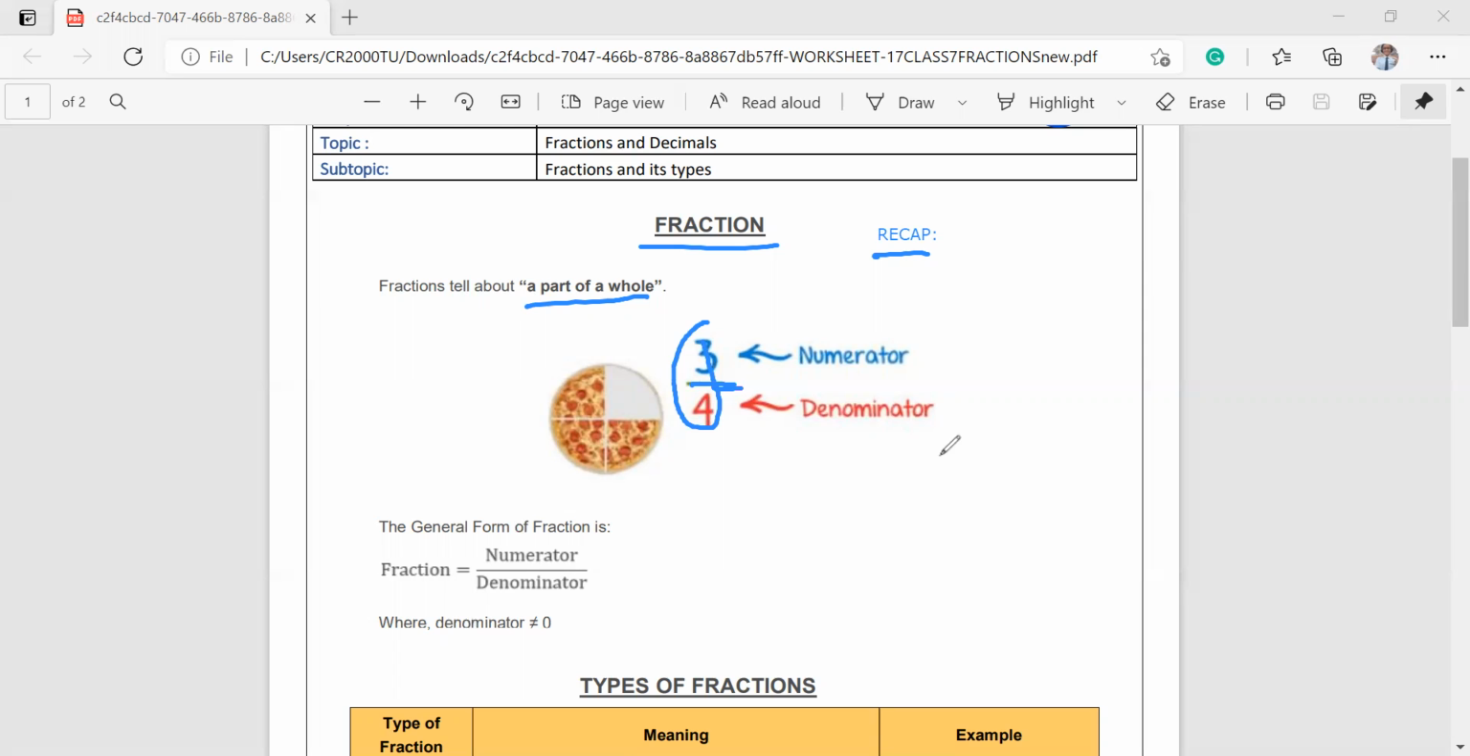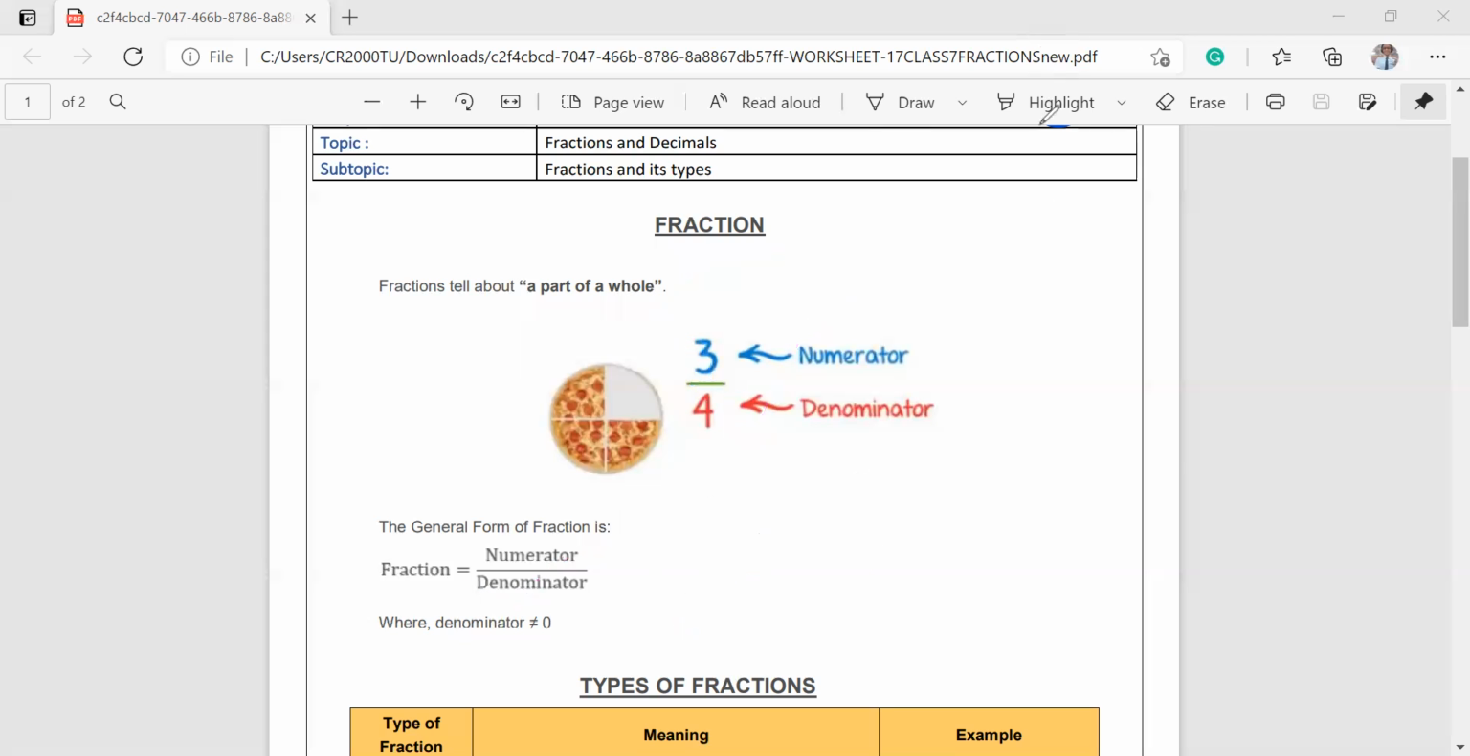Also, we have learned that the denominator could never be zero. So we have learned what a part of a whole is, that is a fraction. We have learned how to represent it, how the general form of a fraction is represented, and that the denominator could never be zero.